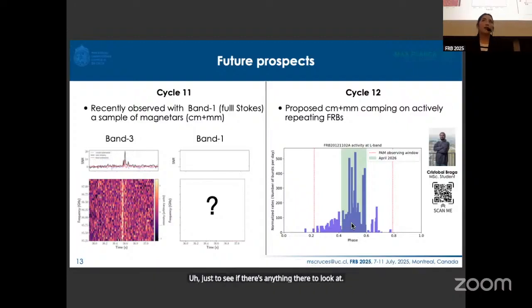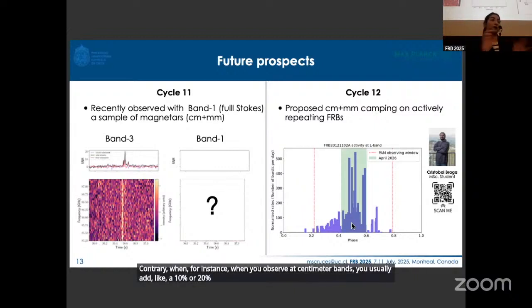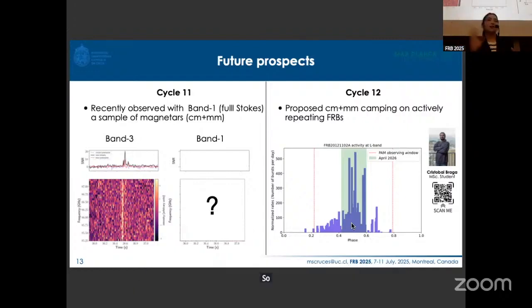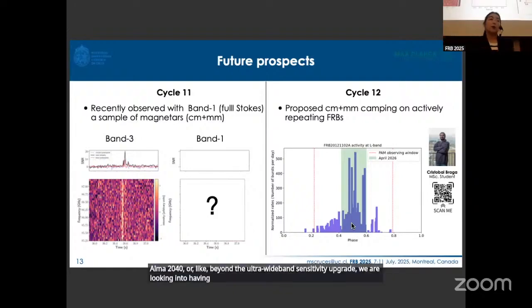I would say definitely what we're doing now is mostly monitoring known sources, because for doing a survey, first of all, you need a lot of time. Contrary, for instance, when you observe at centimeter bands, you usually add like a 10 or 20% overhead. When you observe with ALMA, it's like a factor of 2 or 3. So definitely doing an all sky survey is not really an option now. But for ALMA 2040 or beyond the ultra wideband sensitivity upgrade, we are looking into having ALMA as a time domain instrument. So for that, something like that could be considered.